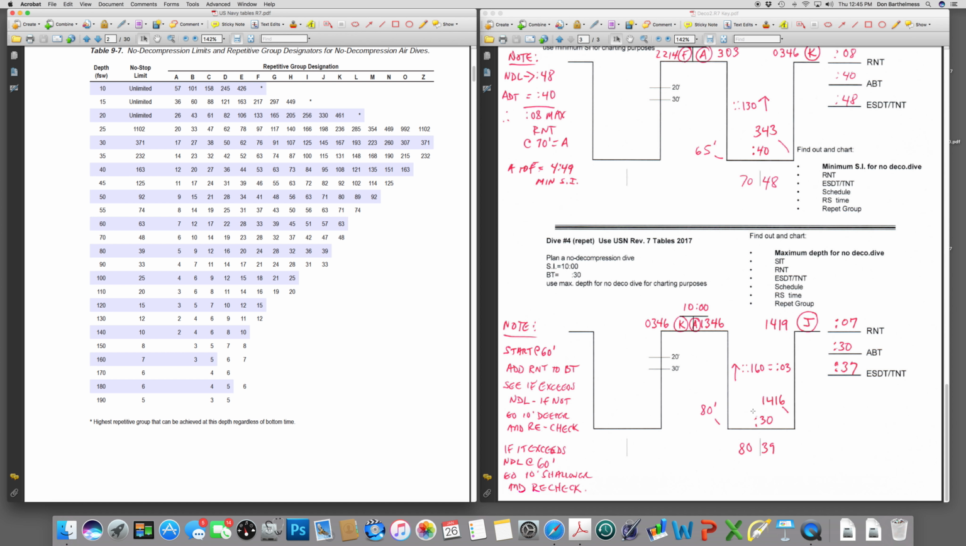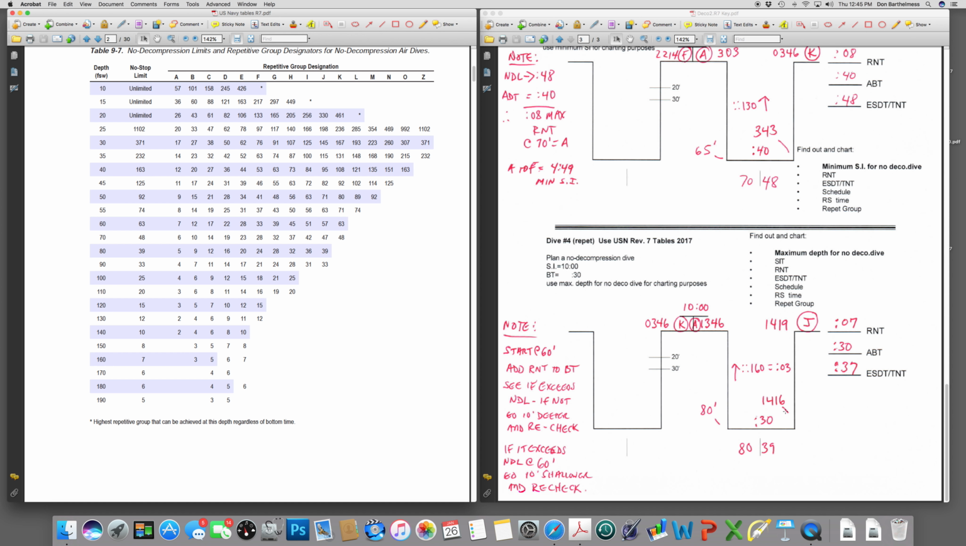We're going to add the actual dive time here, the 30 minutes, not the 39 minutes, because that includes theoretical time, residual nitrogen time. It's not actual clock time. 13:46 plus 30 minutes is 13:76, or 14:16 clock time, military clock time.